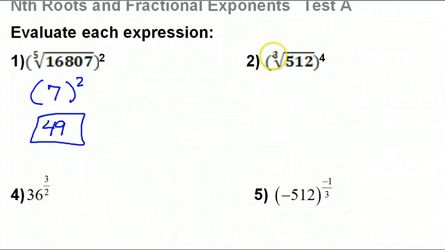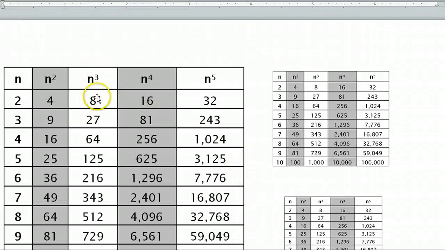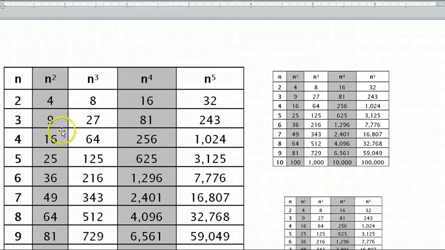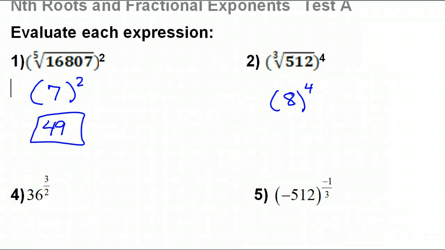Similarly, looking at number 2, the third root of 512. The third root of 512 is 8. So this will become 8 to the fourth power. Now we look at the chart and see what is 8 to the fourth power. 8 to the fourth power is 4,096. So the final answer here will be 4,096.